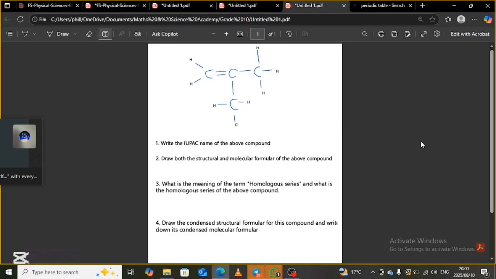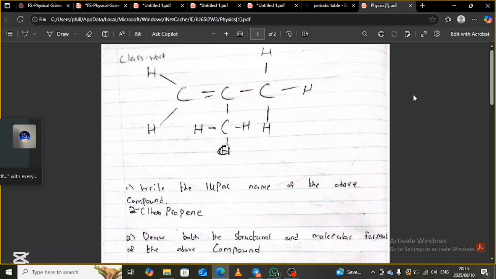So for this work, we're just going to use the students' solutions, and also answer the question by marking the student's work. So the first question, we're supposed to write down the IUPAC name of the above compound.